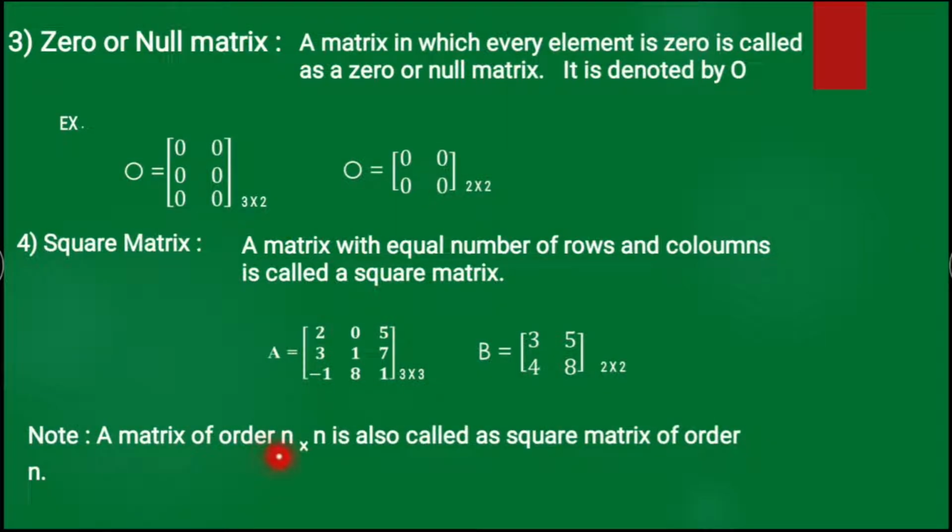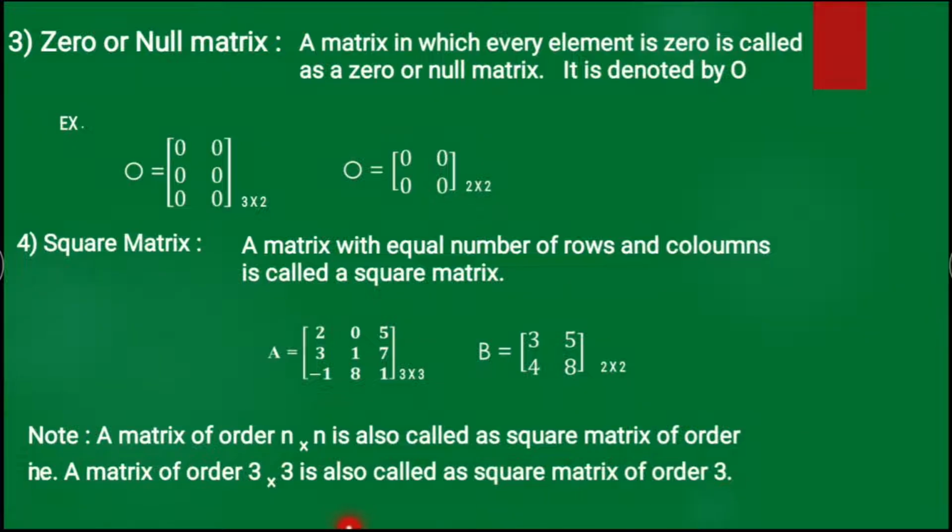A matrix of order n by n is also called a square matrix of order n. So instead of writing 3 by 3, we can write only order 3. So here a matrix of order 3 by 3 is also called a square matrix of order 3.